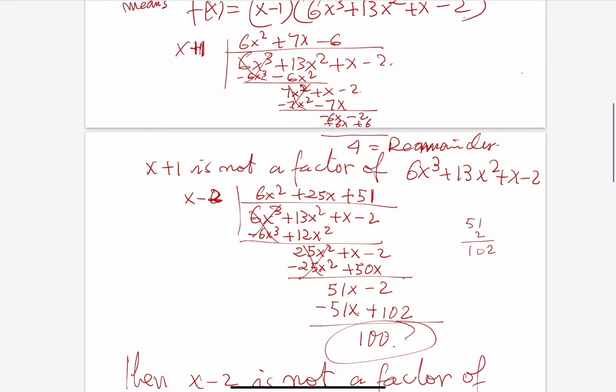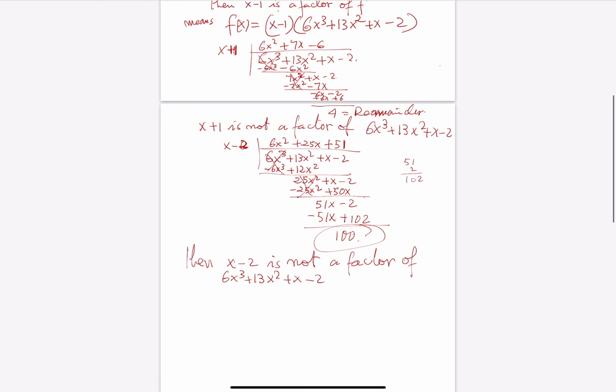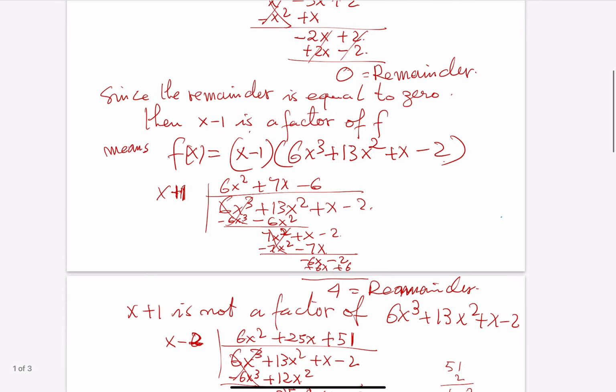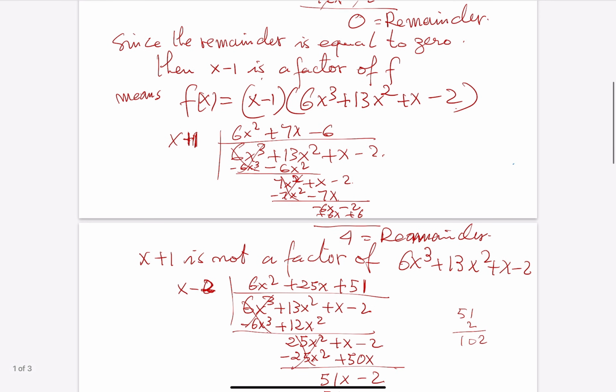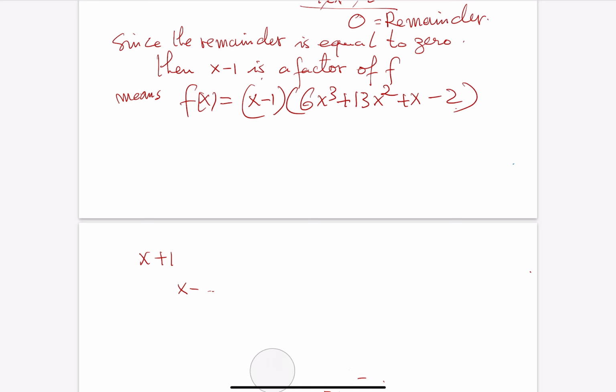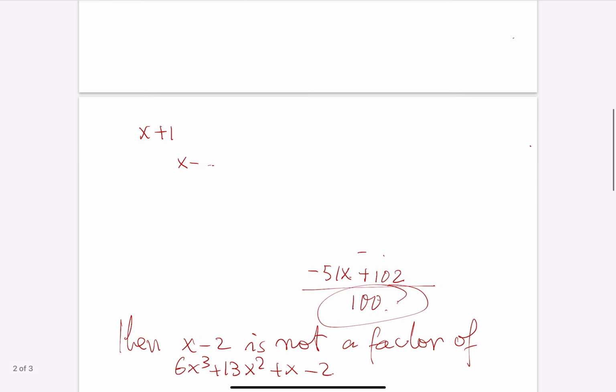Now let me try negative 2. Let me raise here so I will have more space. Let me try negative 2 and just make sure you understand the concept. I try 1, it doesn't work. I try negative 1, it doesn't work. I try 2, it doesn't work. Let me try now negative 2.